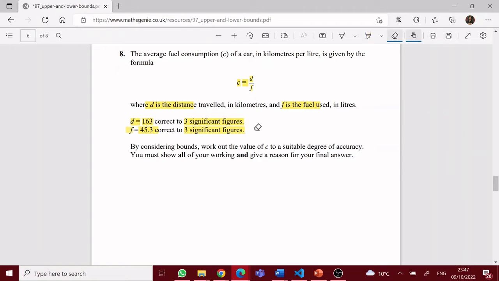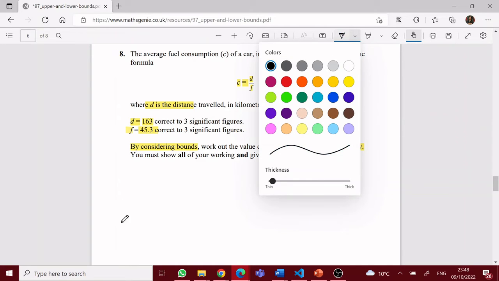If I'm very honest with you, unless it's very specific and says nearest to 1 decimal place or nearest 5 kilometers or nearest to a specific number, if it talks about just significant figures, I would say ignore that bit. I wouldn't say that's the key information. The next bit is: by considering bounds, work out the value of C. The end result they want is C to a suitable degree of accuracy. Whatever I highlighted on the board up to now is very important, so that's why I highlighted it. You will understand why in a second.